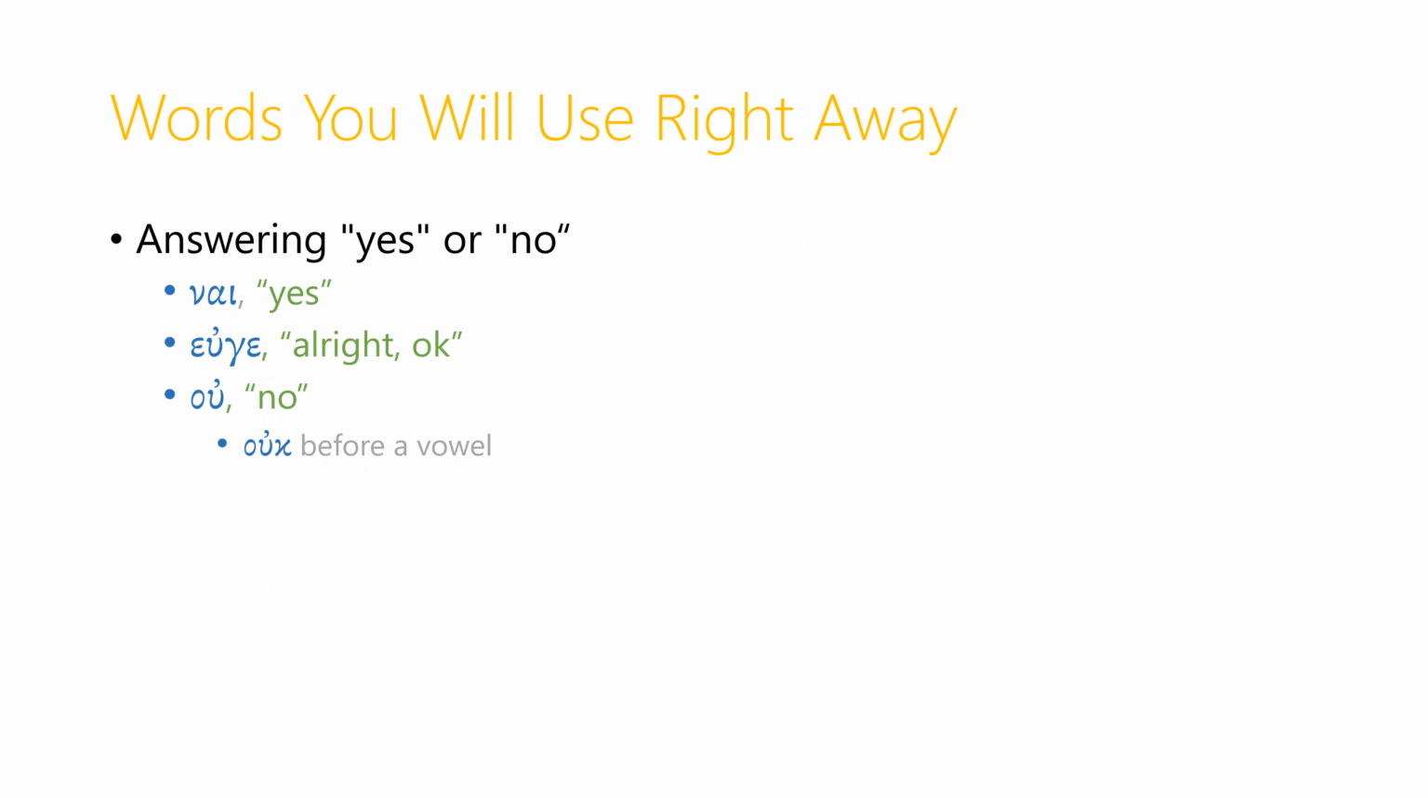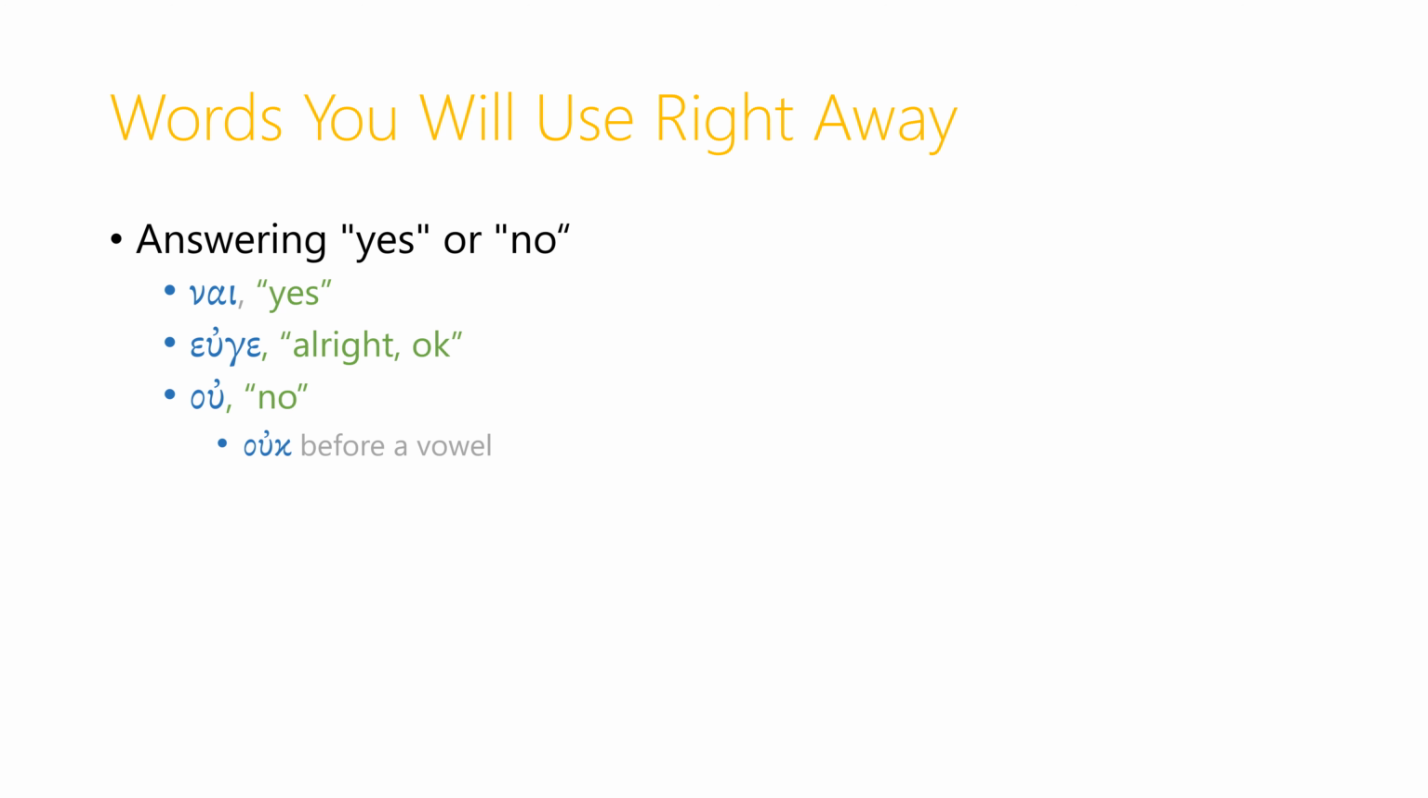Here are a few words you'll use right away. If you have to answer yes or no, then you'll need to know the words nai and ou. Nai means yes, and ou means no. Another way of affirming something is to say eiga, which means all right or okay. It's a more colloquial way of speaking.